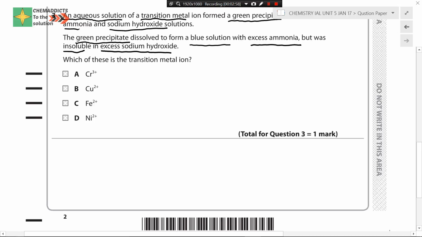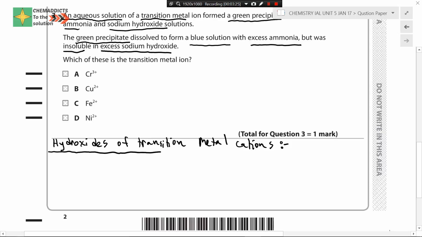Now let's discuss hydroxides of transition metal cations. Okay, sorry for my handwriting fellas, my handwriting is really bad. So now what we were discussing, hydroxides of transition metal cations.